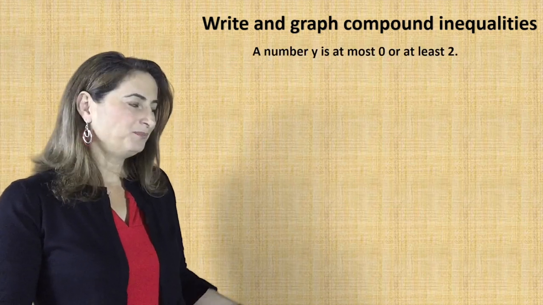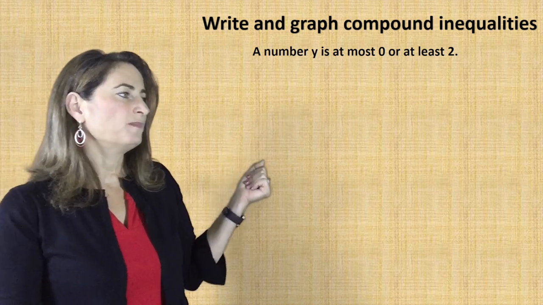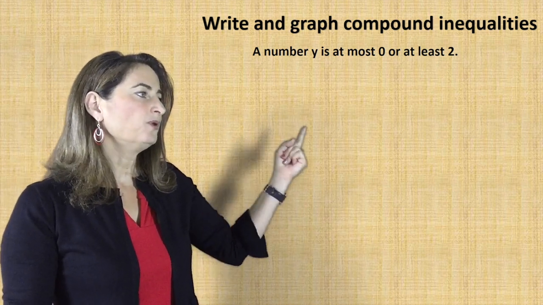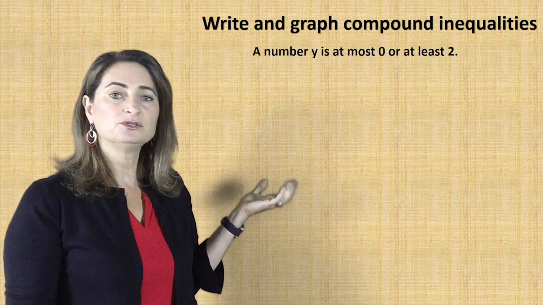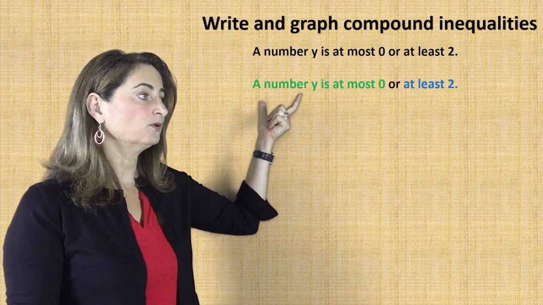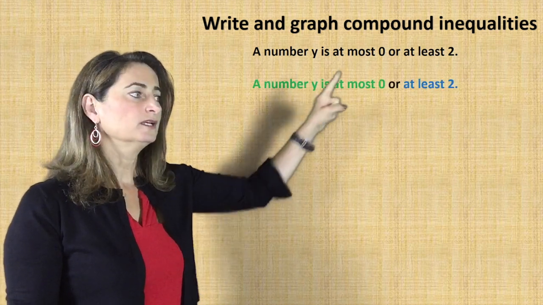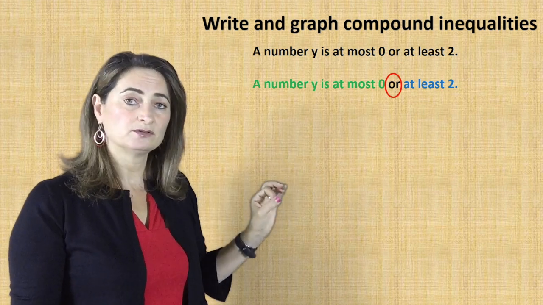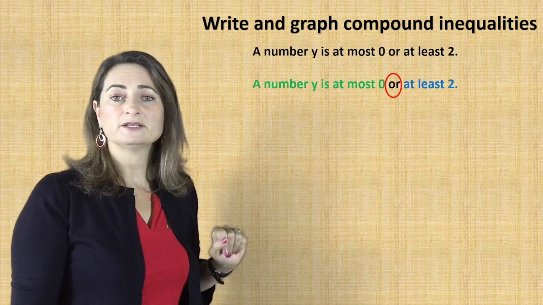Here's another example to work with. Write and graph compound inequality. A number y is at most 0 or at least 2. Again, it's color coded. The first part is in green. Circle or to make sure it is an or. And then the second part in blue.